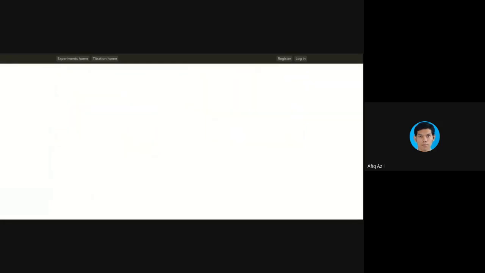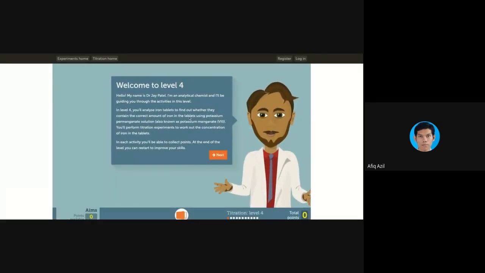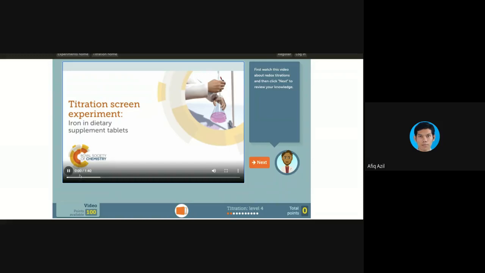This would be a titration or assay for iron to detect the amount of iron in tablets, using potassium permanganate solution. So this is basically almost the same experiment that you are supposed to do. The only difference is that the sample itself is in tablet form, in formulation form. So just as the previous screen experiment, you just follow the steps, watch some of the videos.